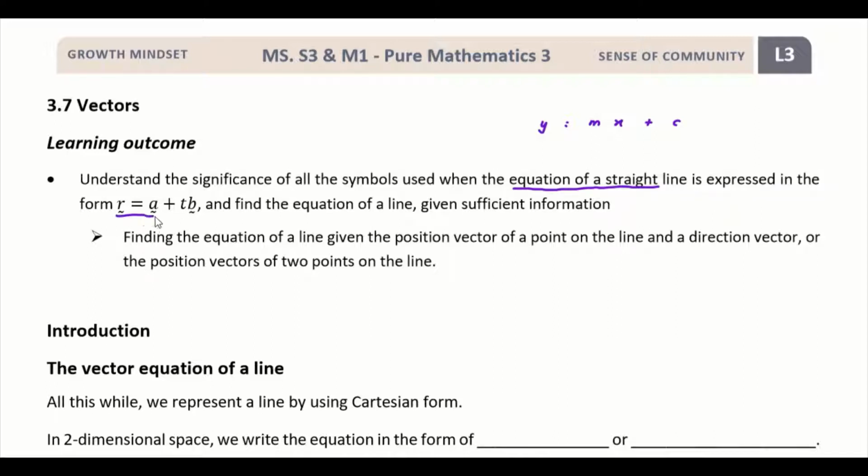So this is the formula that we are going to learn. You are going to understand what is represented by all the symbols here. After we understand that part, we'll be able to use the information given by the questions to create, or find, the equation of the straight line by ourselves. In short, the main focus of today's lesson is to understand the vector equation of a straight line.